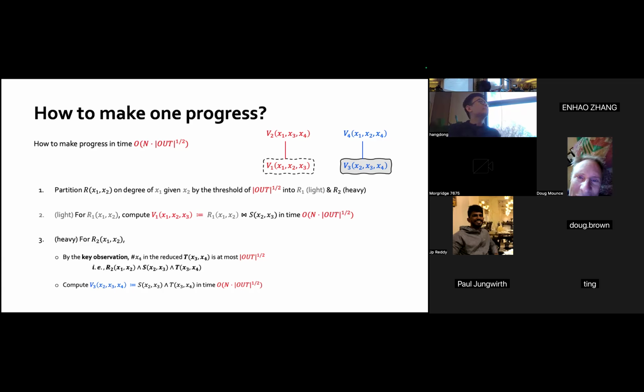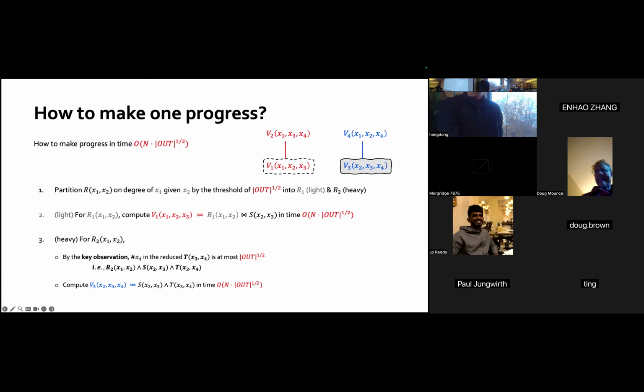Sorry, don't these two cases already cover the entire space? Because every x2 is either light or heavy, but you seem to have covered both the light ones and the heavy ones. Yes, but that means I've made progress on these two. I have made progress on computing this or this. So for each subproblem, let's say you computed this, you need to make another call of computing V1 or V4. So that gives you the second progress you're going to make. By progress, I mean computing one or the other.